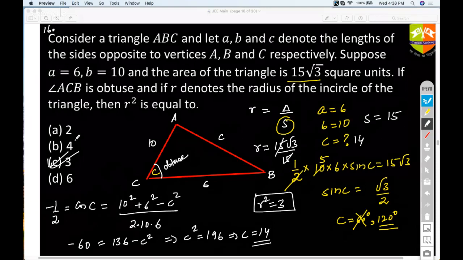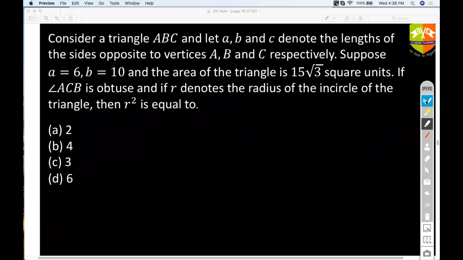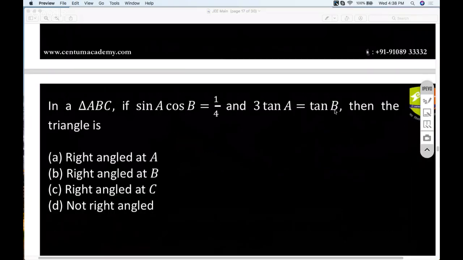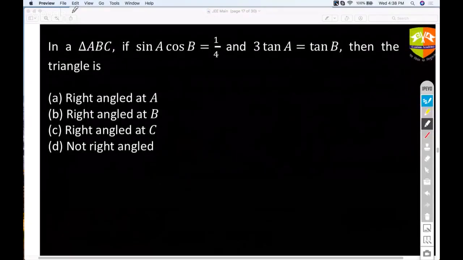Surprisingly, only one of you could solve this. Okay. Let's talk about the next question. Question number 17.